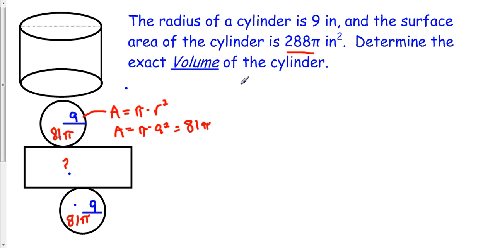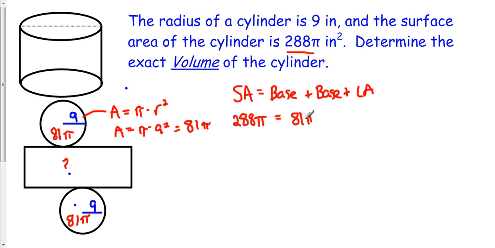So let's do this. I'm going to write down the surface area formula. I typically don't have a formula for this, though there are some formulas you can make. But really what I write is base area plus the base area plus the lateral area. So we know what the 2 base areas are, and we know what the surface area is. So let's fill some stuff in. We know this is 288 pi. And that's going to equal 81 pi plus 81 pi plus whatever that lateral area is.